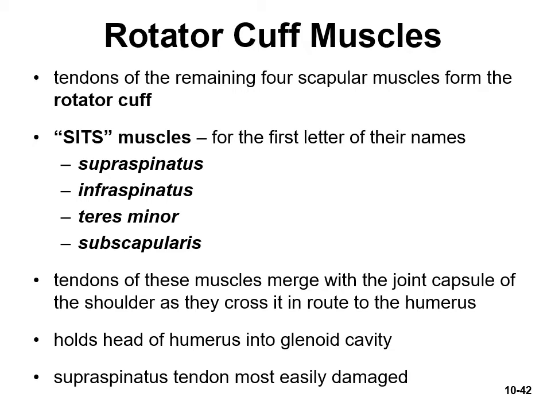This is what holds the humerus in place in that glenoid cavity. And the supraspinatus tendon is the most easily damaged because it is going to be the most superior of the 4 tendons. So it's the first one you come across when you hit your shoulder.